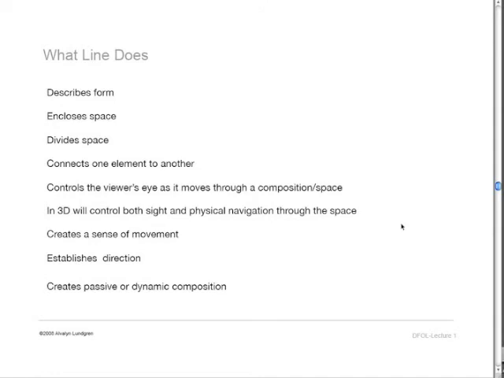Line creates a sense of movement. I mentioned to create line you have to move, so there's always a movement issue with line. You have to move in a direction. So line is very much related to direction, and because it's related to direction, your compositional voice will either be passive or dynamic. Passive meaning still and quiet, or dynamic meaning energetic with movement.